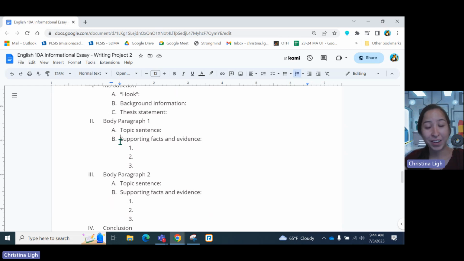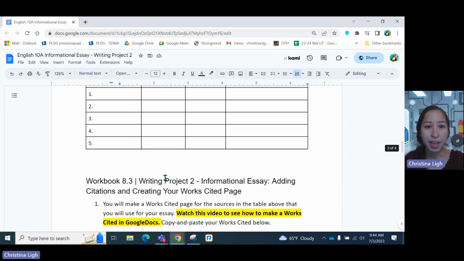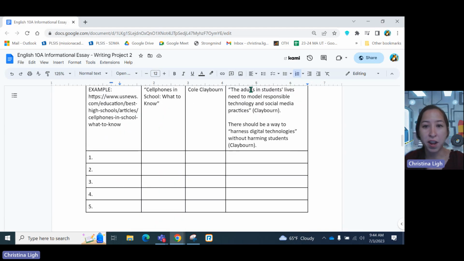For your supporting evidence and facts, that's just going to be about those notes that you took earlier that fit into the topic. So these should be your notes just kind of describing the problem. Then in body paragraph 2, topic sentence, same thing. And these are going to be your notes about possible solutions. Make sure if you're copying and pasting from this table that you remember what notes came from what source.